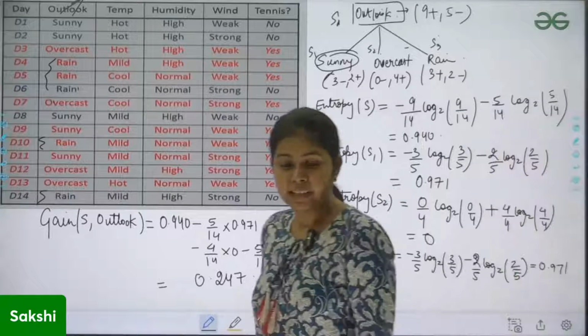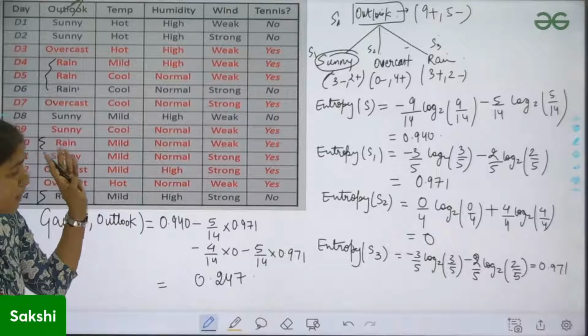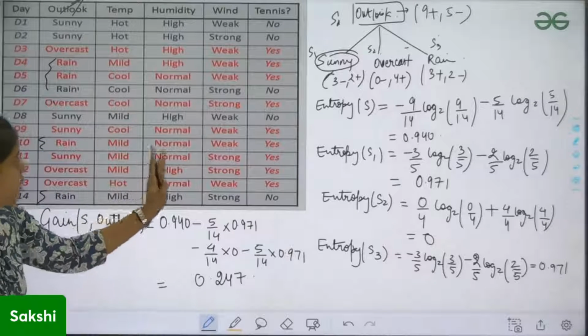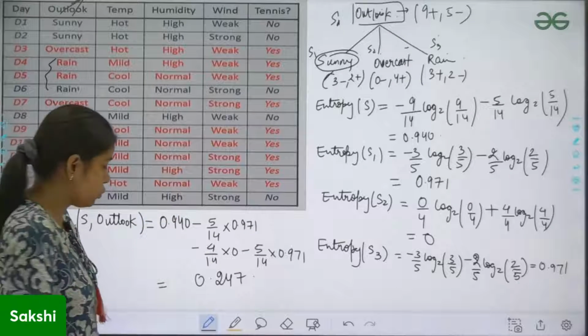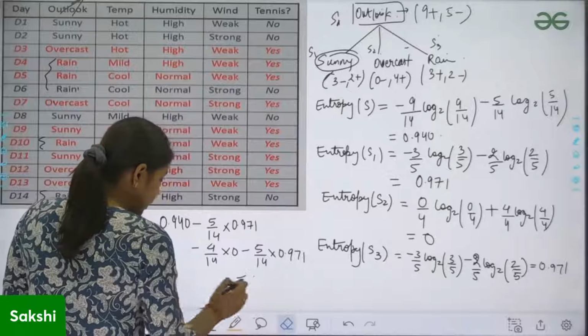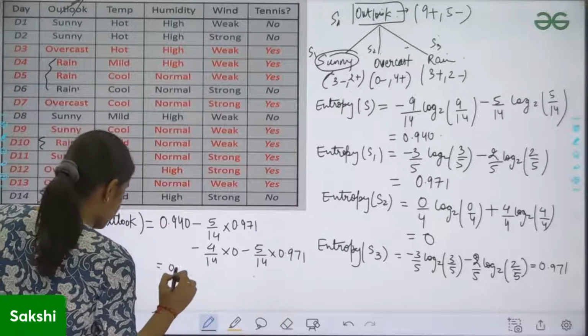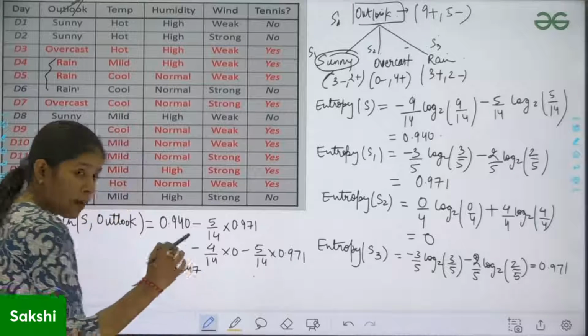So guys, do you get how we found the information gain for this column? Now I have to find out the information gain for temperature, humidity, and wind. So you can try by yourself and let me write down here what the entropies are. So for this information gain, S comma Outlook is 0.247, because I already solved it.